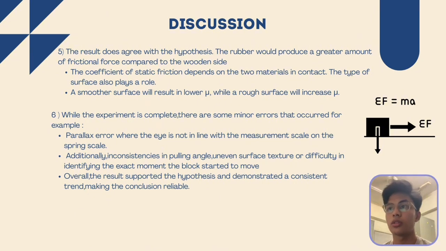Number 6, while the experiment is complete, there are some minor errors that occurred. For example, parallax error where the eye is not aligned with the measurement scale on the spring scale. Number 2, additionally, inconsistency in pulling angle, uneven surface texture, or difficulty in identifying the exact moment the block started to move. Overall, the results supported the hypothesis and demonstrated a consistent trend, making the conclusion reliable.